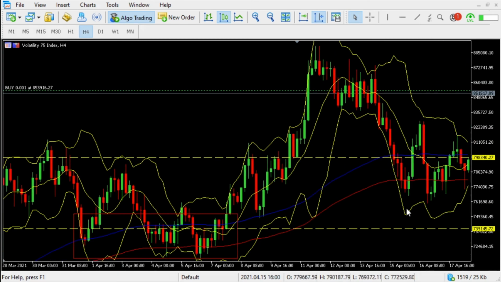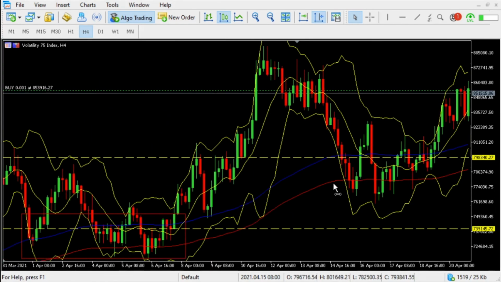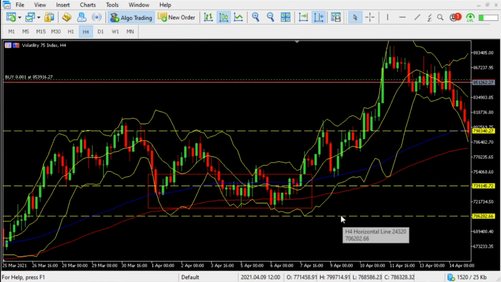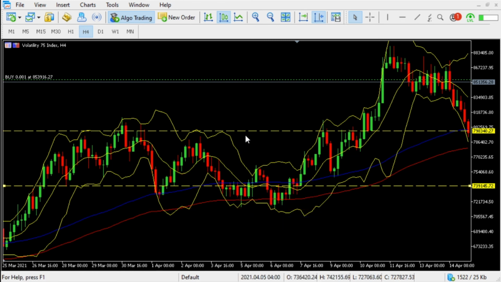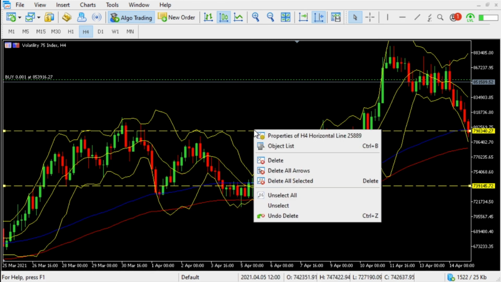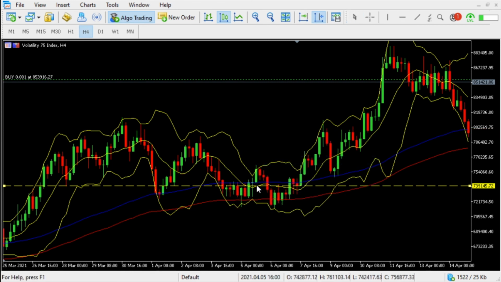So as you can see, the strategy works quite well as long as you just stay patient and keep to the rules of the strategy. You'll make decent profits in a good amount of time, I'd say.